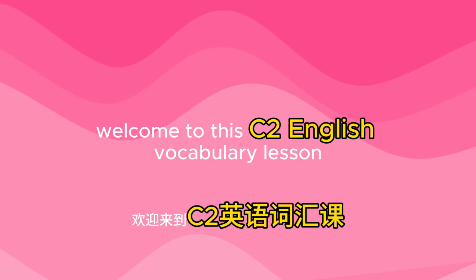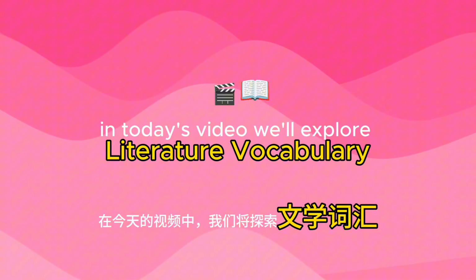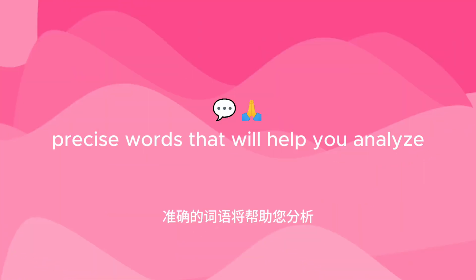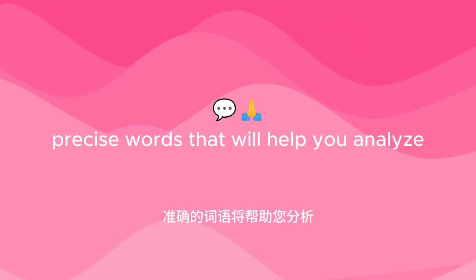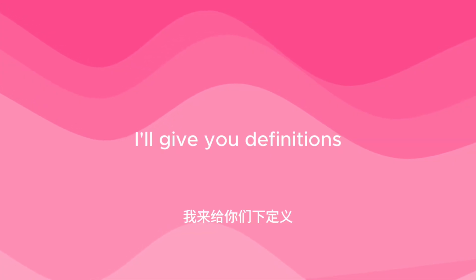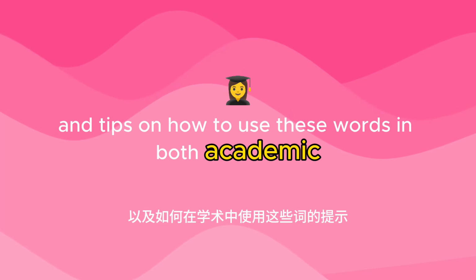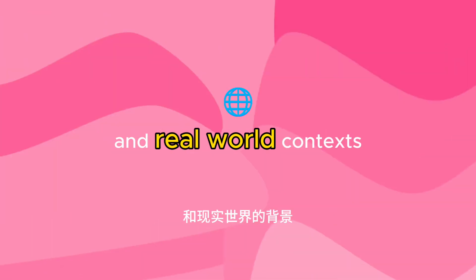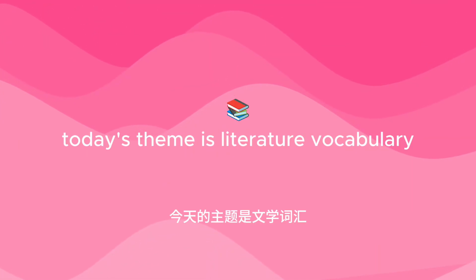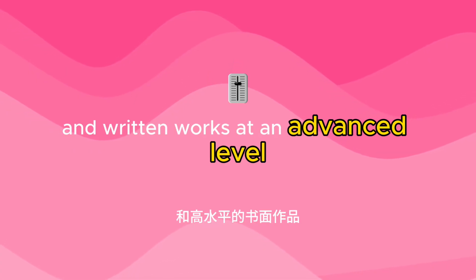Welcome to this C2 English vocabulary lesson designed for advanced learners and TOEFL test takers. In today's video, we'll explore literature vocabulary, a set of high-level, precise words that will help you analyze, discuss, and critique books, poetry, and plays with confidence. I'll give you definitions, example sentences, and tips on how to use these words in both academic and real-world contexts. Today's theme is literature vocabulary, essential terms for talking about stories and written works at an advanced level.